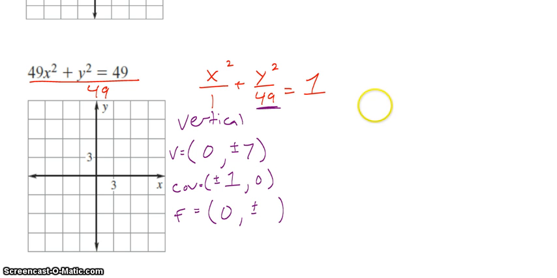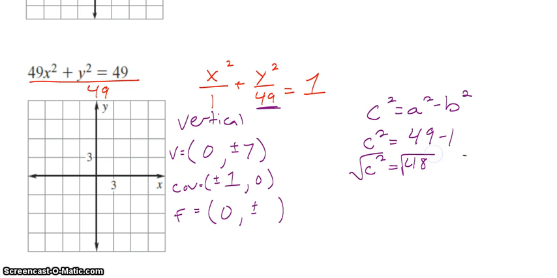For my foci, I use that c squared equals a squared minus b squared relationship. So c squared equals 49 minus 1. Square root both sides. And my foci are at square root of 48. If you recognize that square root of 48 does have a perfect square in it, it's the square root of 16 and the square root of 3, and you wish to simplify it, that's fine. I don't mind. One way or the other. Again, you're not graphing these, so it's not the most important thing in the world, just so long as you have some sort of semblance of square root of 48.